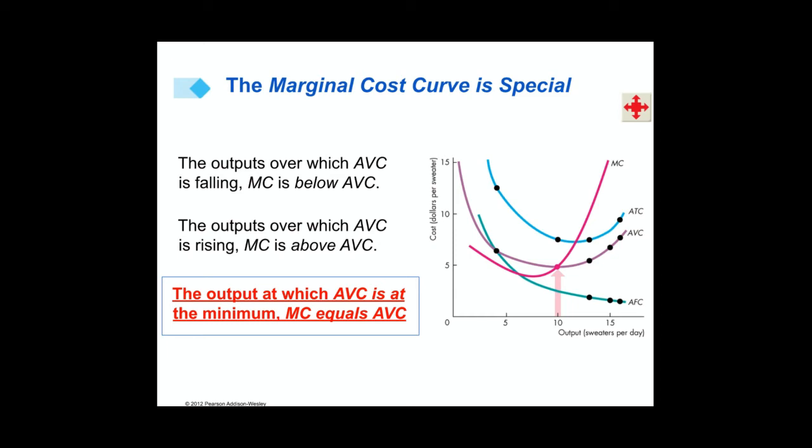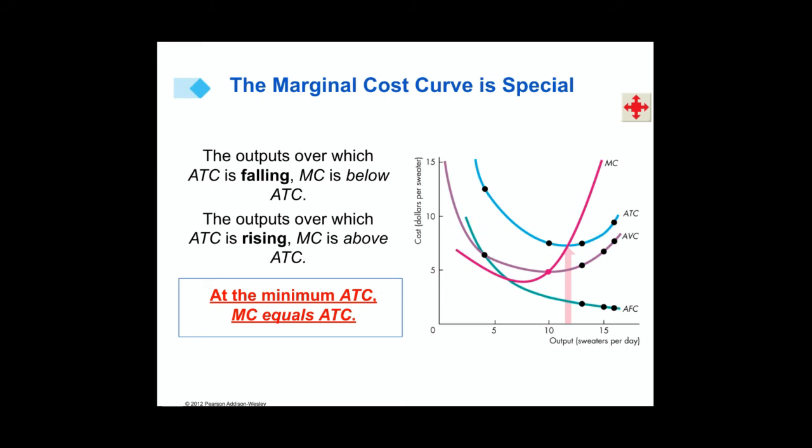So in the beginning, when marginal cost is below the average variable cost, it's improving the cost structure. And then eventually when the marginal cost is above the average variable cost curve, it's harming the cost structure. And at the point where the two intersect, the average variable cost is at its minimum point.